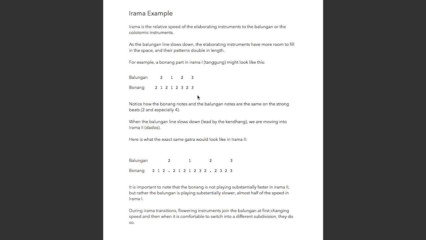Now, if this is played in a slower pattern, in a slower irama, so if we're in irama 2 or irama dadi, then this is what it's going to look like. We have this balungan moving slower than in irama 1, and the bonang has more space to fill in. So instead of filling in 2 notes per balungan note, we're going to have 4 notes per balungan note.